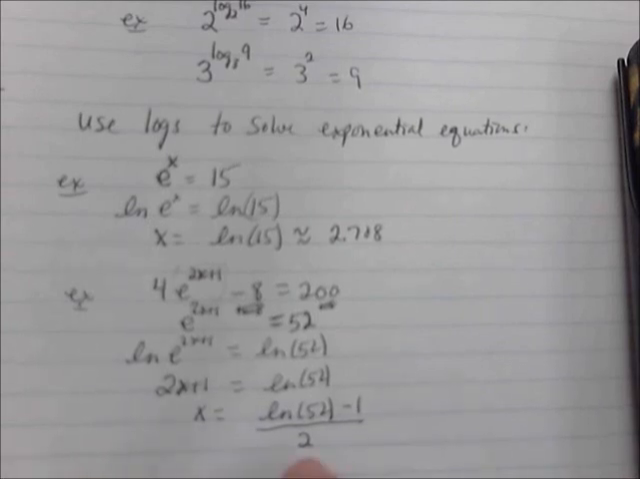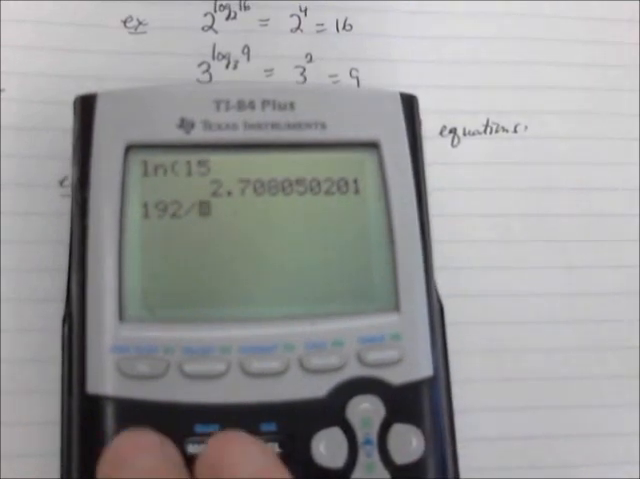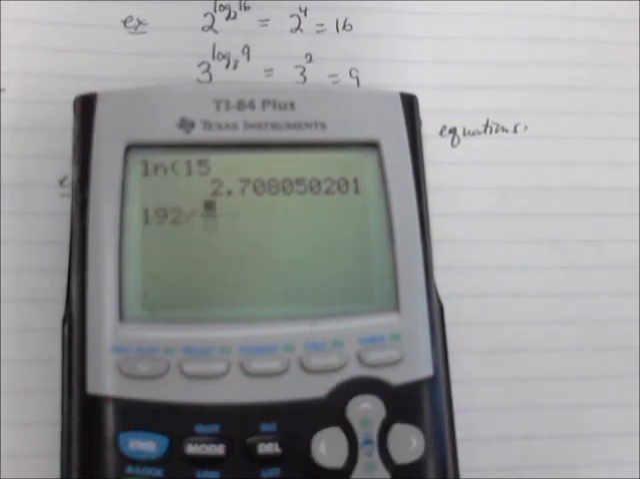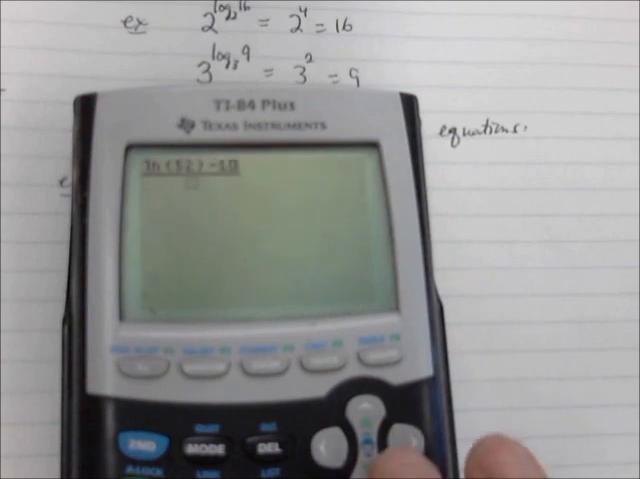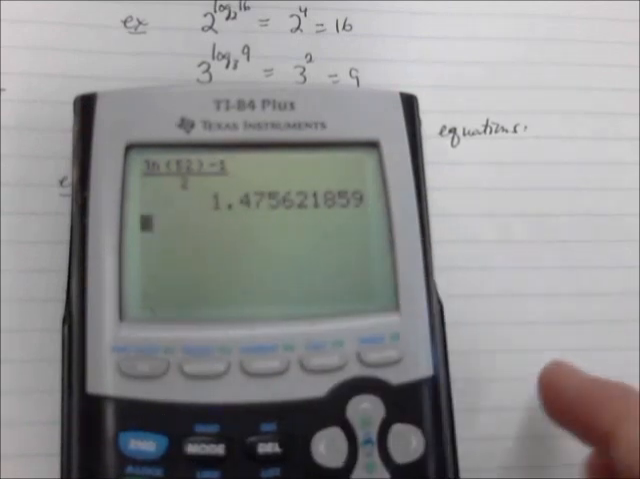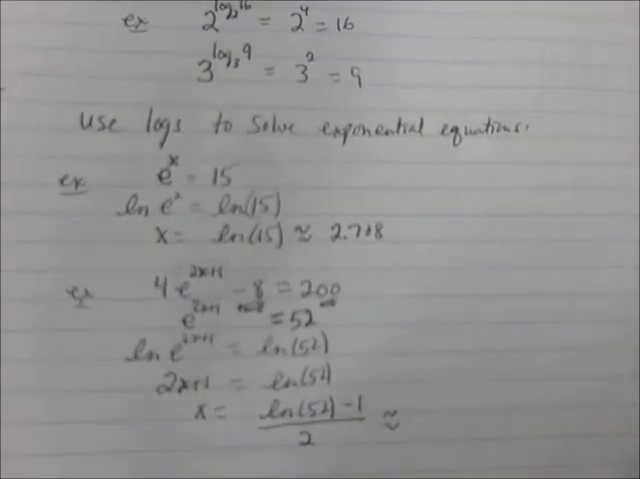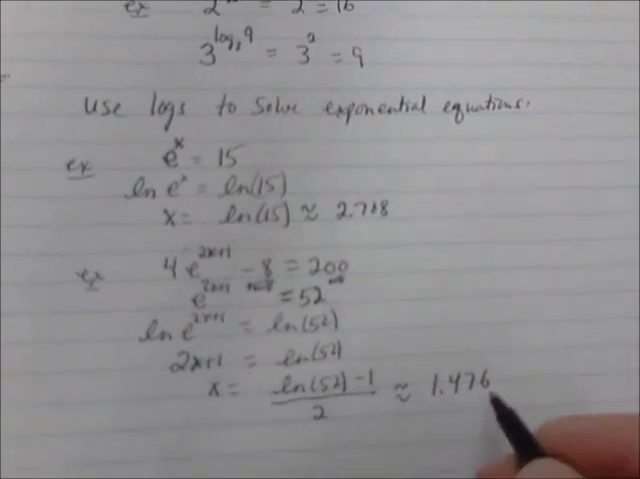But if you do have a calculator and you want to round it to the nearest thousandth, just grab your calculator and you'll do the natural log of 52, close parentheses, minus 1, all over 2. And it looks like it's about 1.476, if you wanted to round that to the nearest thousandth, 1.476.